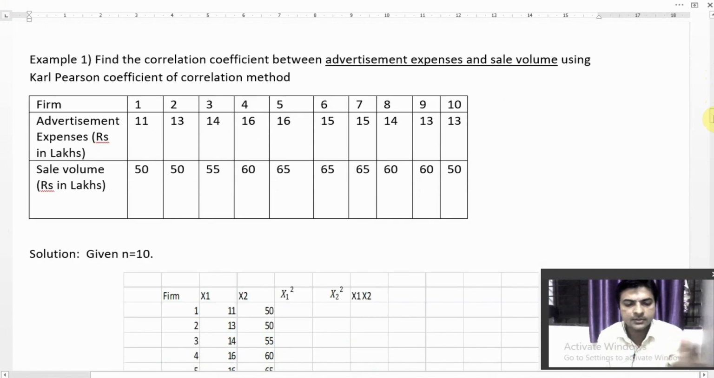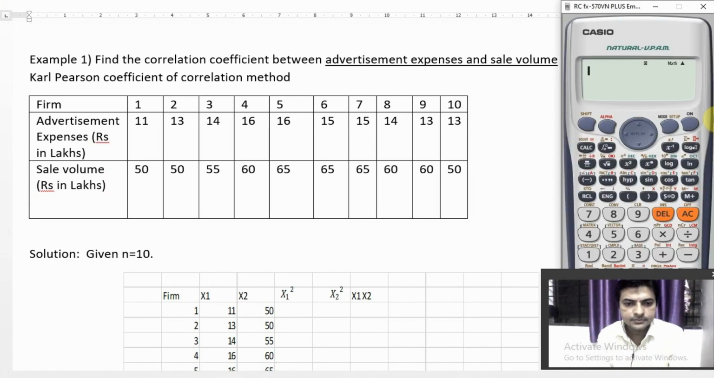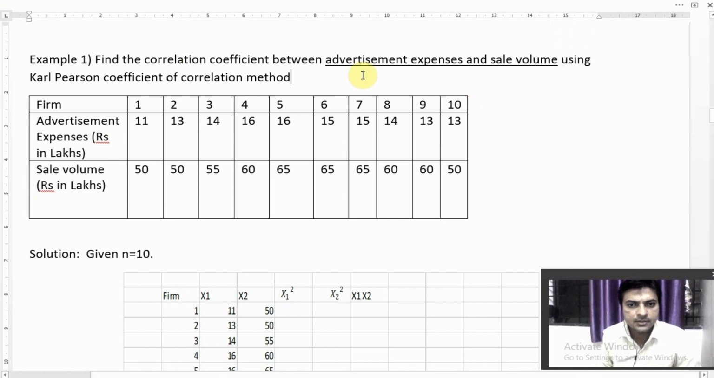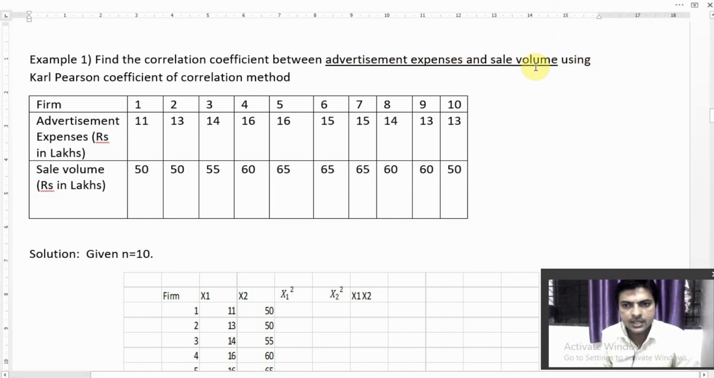Using the calculator on my right hand side, I am going to simplify this one. So here you can see, find the correlation coefficient between advertisement expenses and sale volume using Karl Pearson coefficient of correlation method. Here you can see, students, they have given three variables: firm, advertisement expenses, sale volume. Please remember this. You may get confused. The question is confusing.